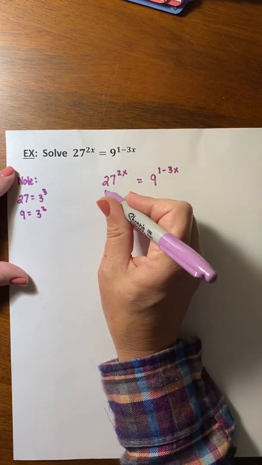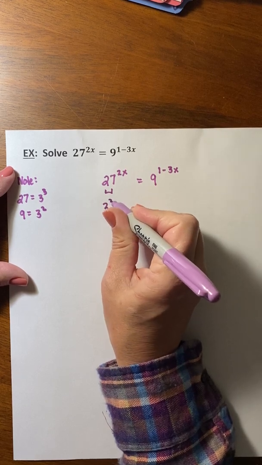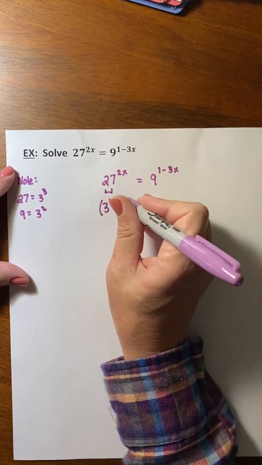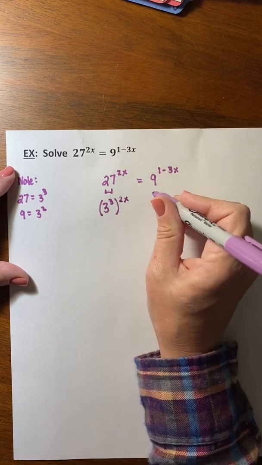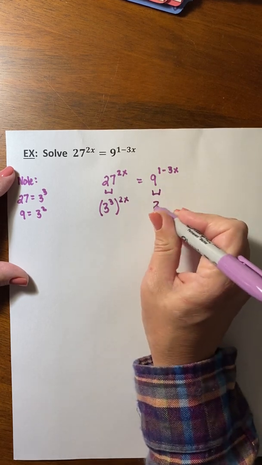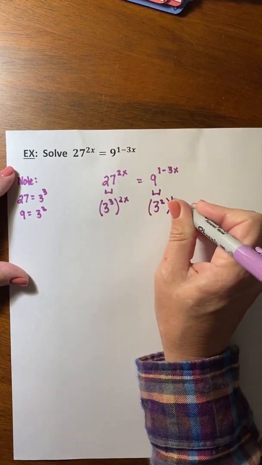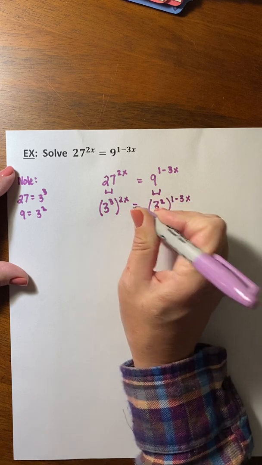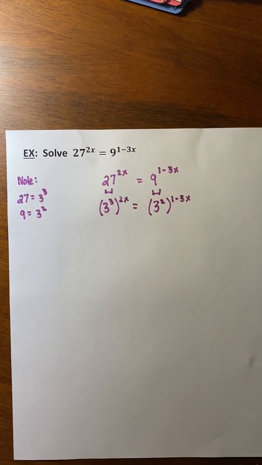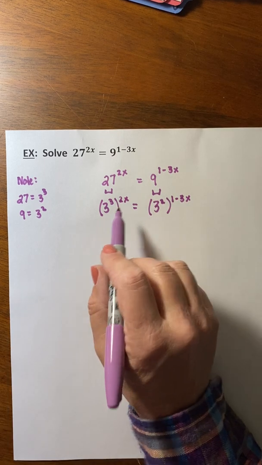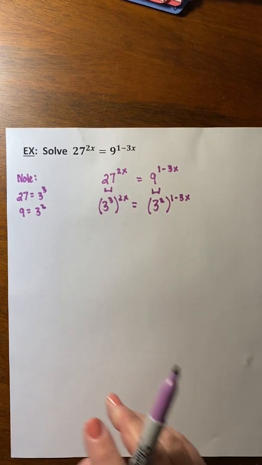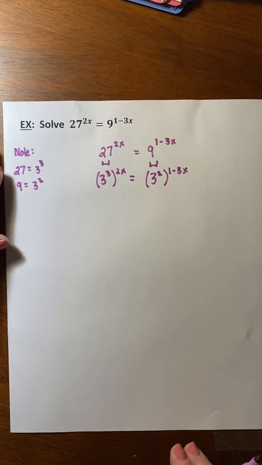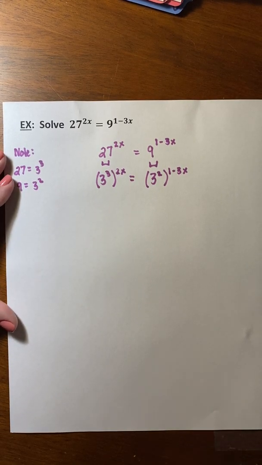So I'm going to write 27 as 3 cubed, but now we have to be really careful because that's 3 cubed to the 2x power. And I'm going to rewrite 9 as 3 squared, and that's all to the 1 minus 3x power. So my common base, the base that 27 and 9 have in common, is 3. So I rewrote 27 as 3 cubed and 9 as 3 squared. But then I have to raise 3 cubed to the 2x power and 3 squared to the 1 minus 3x power. So here's where your properties of exponents come in handy.